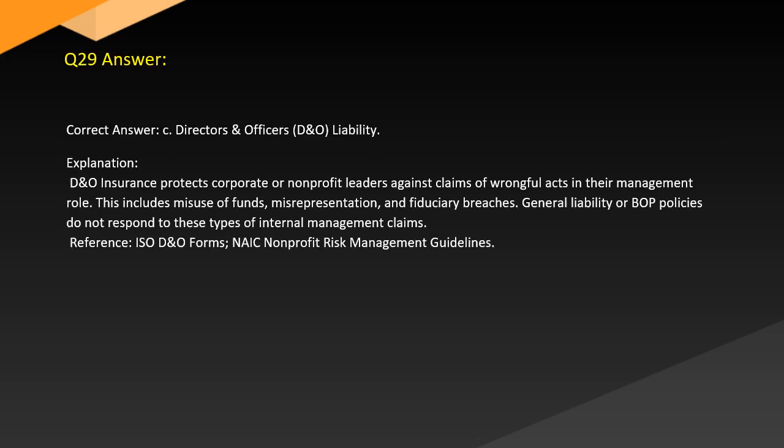Answer. Correct answer: C. Directors and officers (D&O) liability. Explanation. D&O insurance protects corporate or nonprofit leaders against claims of wrongful acts in their management role. This includes misuse of funds, misrepresentation, and fiduciary breaches. General liability or BOP policies do not respond to these types of internal management claims. Reference: ISO D&O forms, Innate nonprofit risk management guidelines.